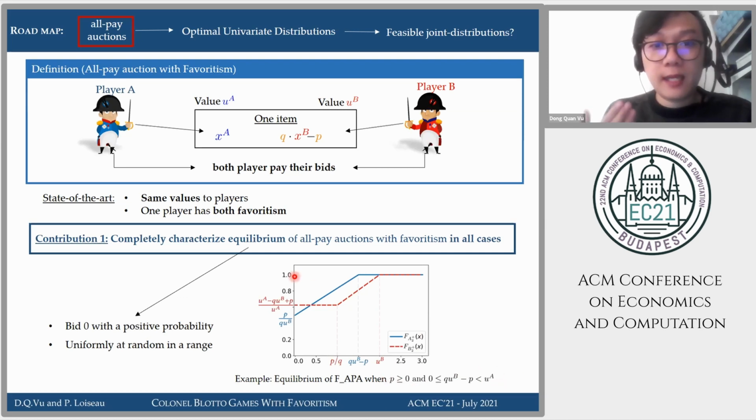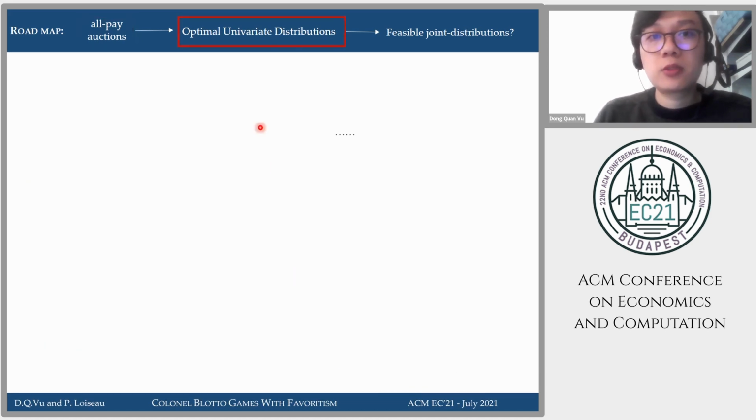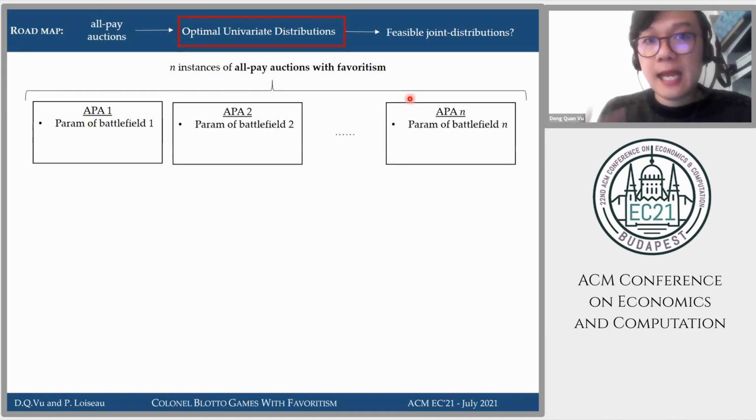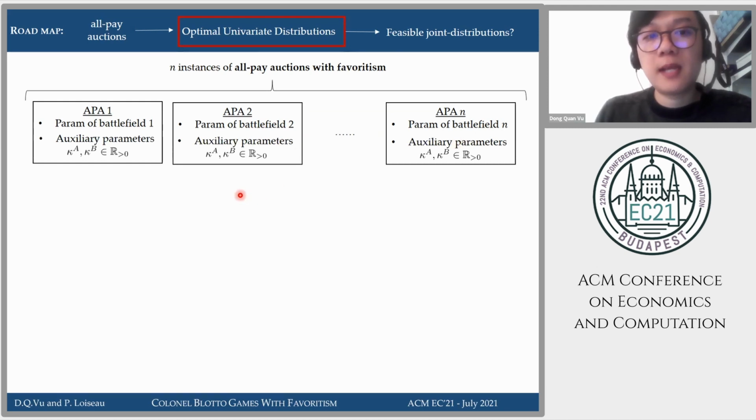So we have found the equilibrium of the open auction, but this is not our main intention. We only use it to construct the so-called optimal univariate of the kernel Blotto game. And to do so, we consider n special instances of the open auction with favoritism. Each instance of the open auction depends on the parameter of each battlefield, and also depends on two auxiliary parameters called kappa A and kappa B.